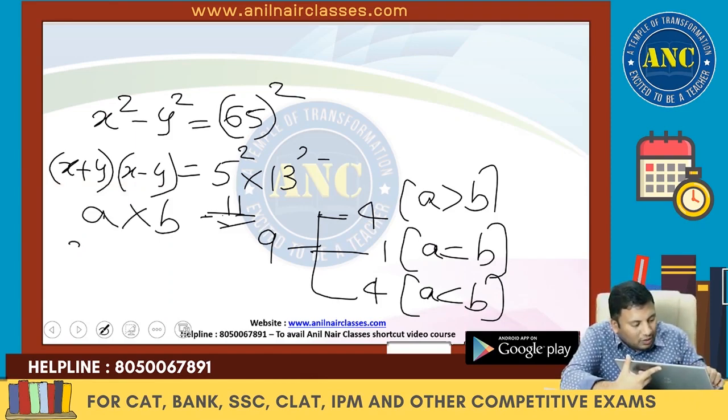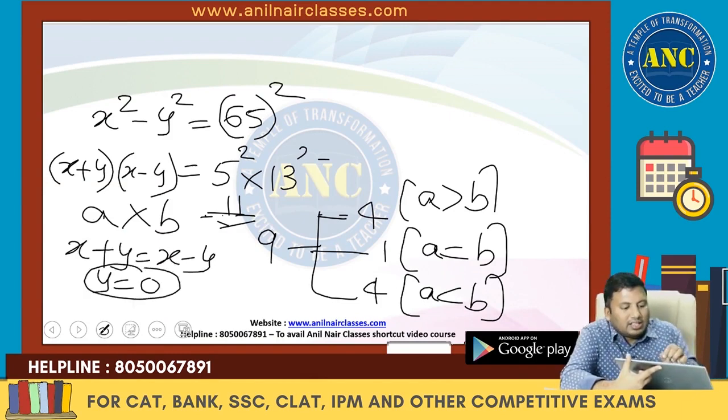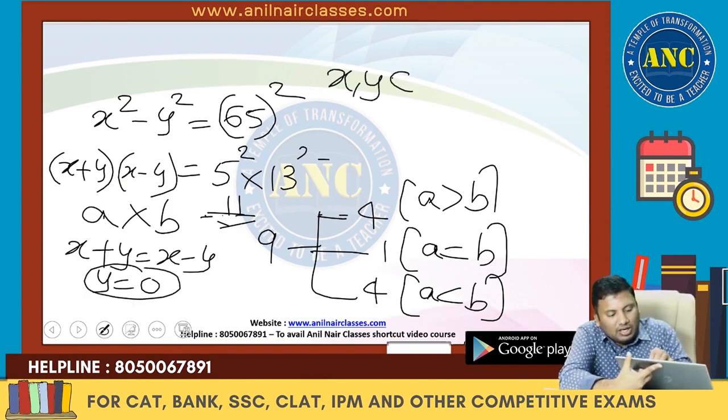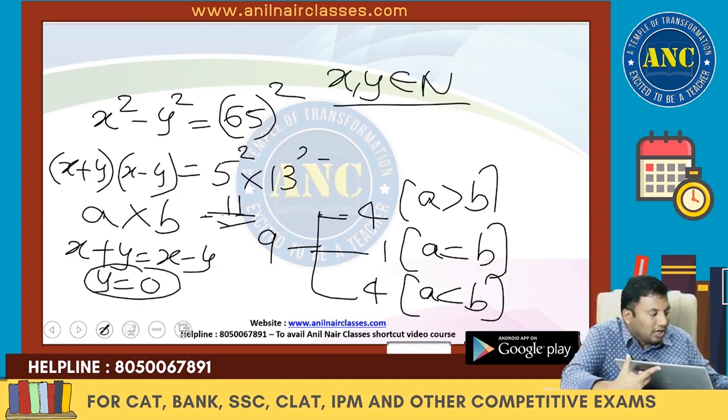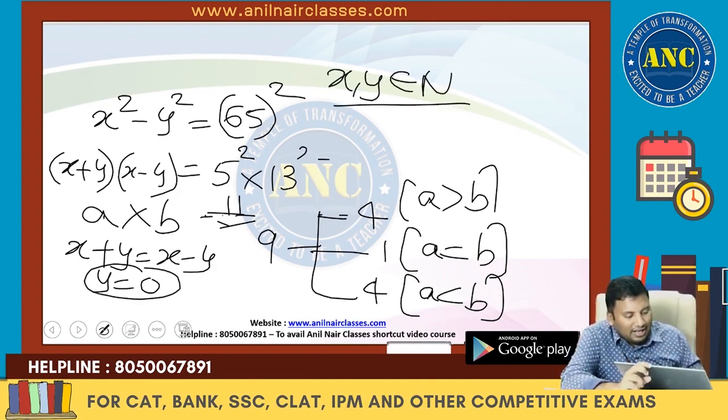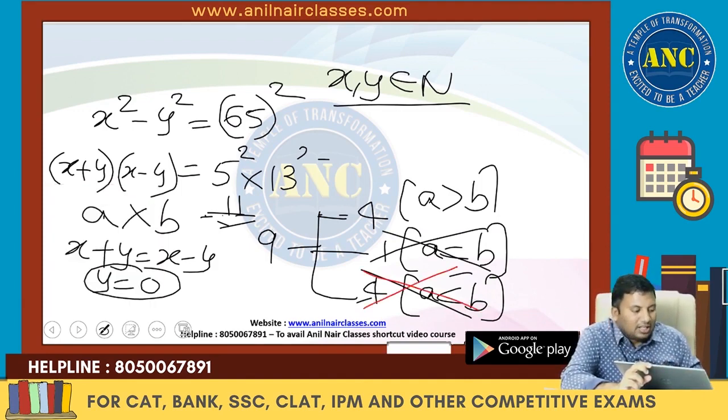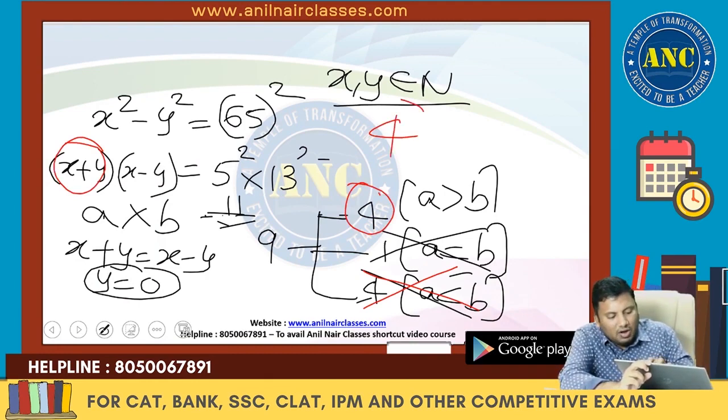If A is equivalent to B, if x plus y is equivalent to x minus y, then y value is 0. X and y are natural numbers. If it is a natural number, this cannot be the case. Why? Because the sum of two natural numbers can never be less than their difference. Answer for this question is 4.